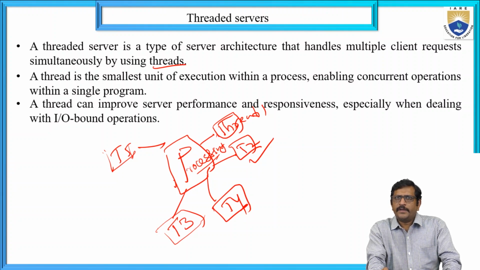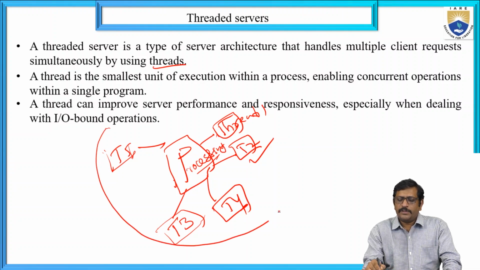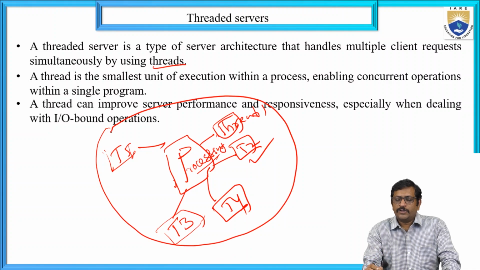Here, a thread is the smallest unit of execution within a process. It is an execution unit which executes one instruction, or some lines of the code, within the process.